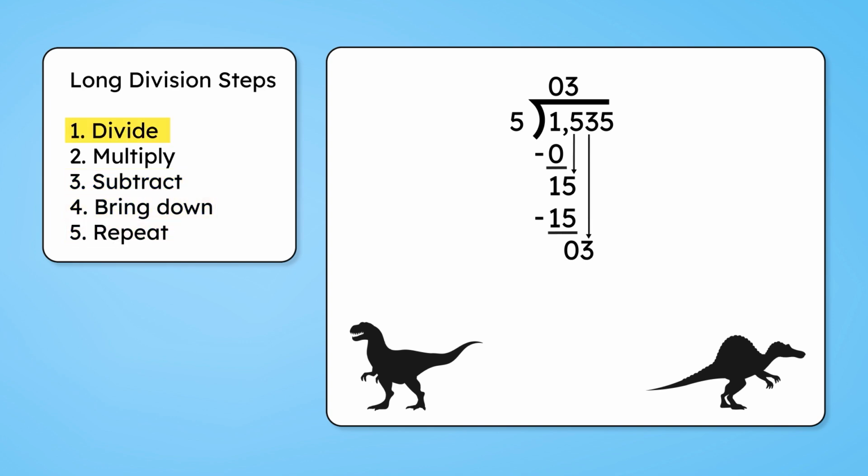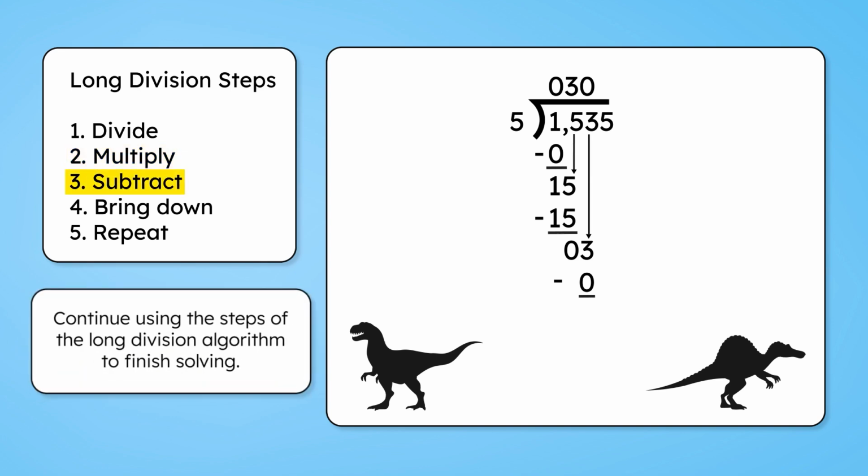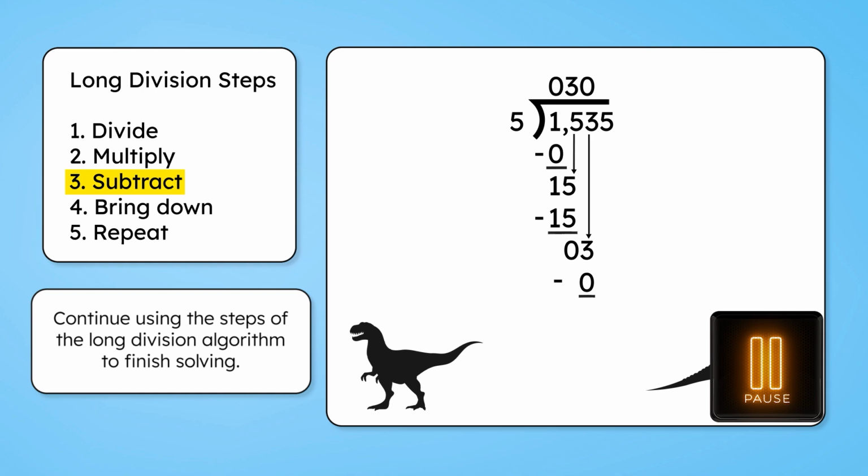Repeat. Can 5 fit into 3? No, 5 is more than 3, so it fits 0 times. Record the 0 in the quotient. Multiply 0 times 5, which equals 0, and record that to subtract. Pause the video here to continue using the steps of the long division algorithm to finish solving this.